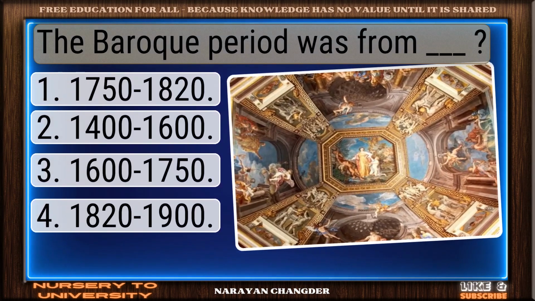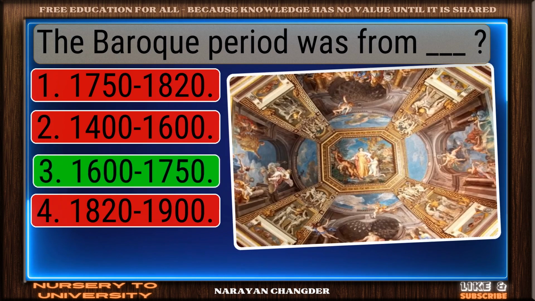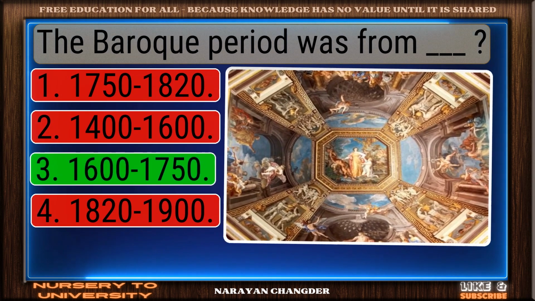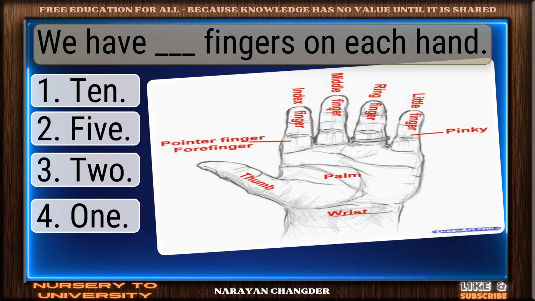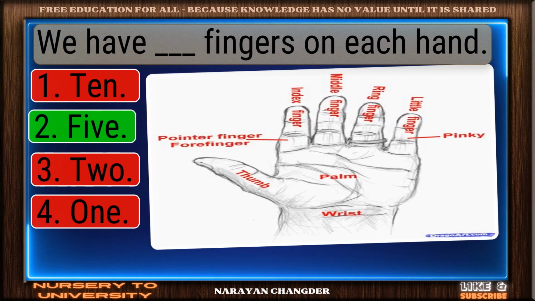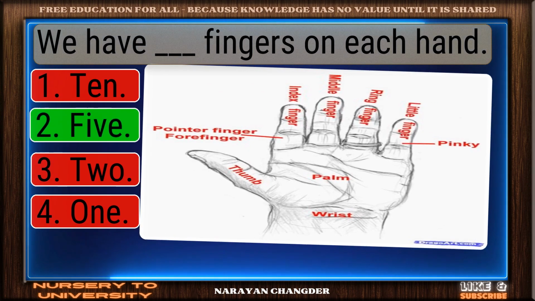The Baroque period was from dash. Exactly. 1600–1750 makes sense, and it is right choice. We have dash fingers on each hand. Well picked. 5 is the correct answer.